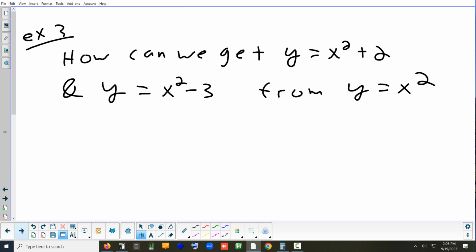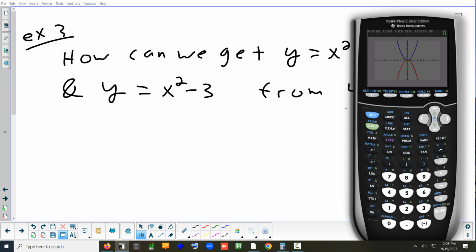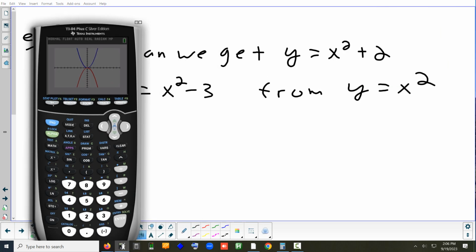Okay. Let's see what these do. So this type of transformation is not multiplying. There's not a negative in front of the x squared. It's adding or subtracting a number on the end of the function. So I'm going to graph it, but before I hit graph, does anybody have a guess what the graph of x squared plus 2 is going to look like?